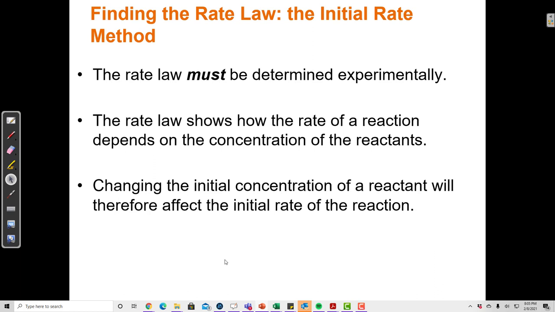The rate law must be determined experimentally. So we have to figure out how the rate is changing, and we do that by monitoring the concentration, like we talked about last time. The rate law shows how the rate of a reaction depends on the concentration of the reactants. Changing the initial concentration of a reactant will therefore affect the initial rate of the reaction.